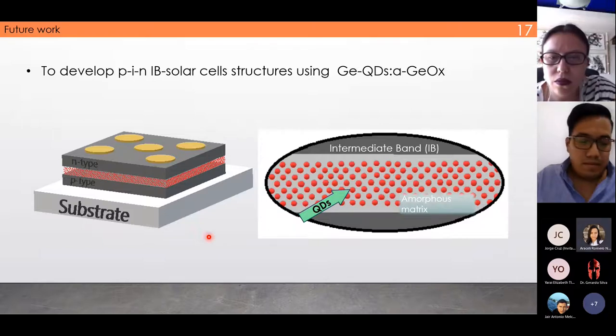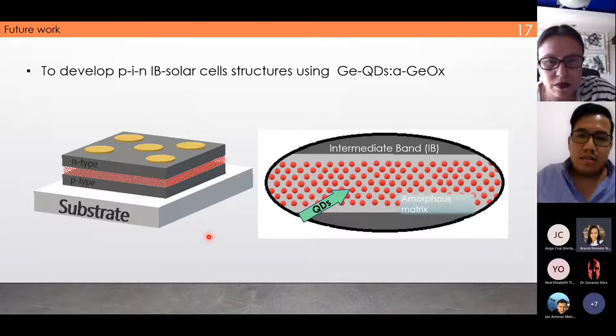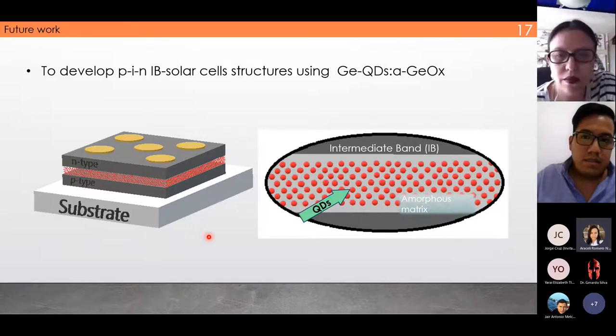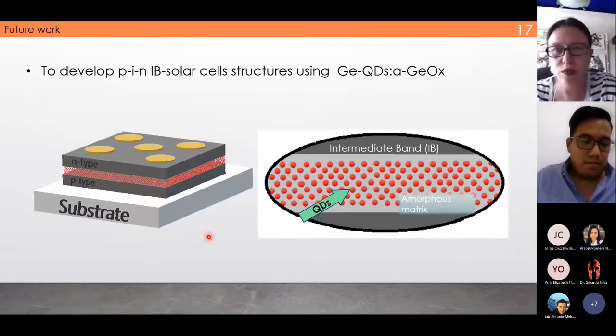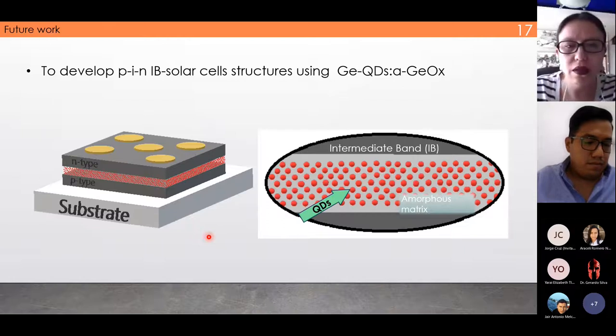Yes, thank you. So that could be an advantage in terms of the preparation of the solar cell. Yes, when comparing with the other types of multilayer solar cells. Okay, thank you very much. Okay, we have time for one more question. Does anyone?